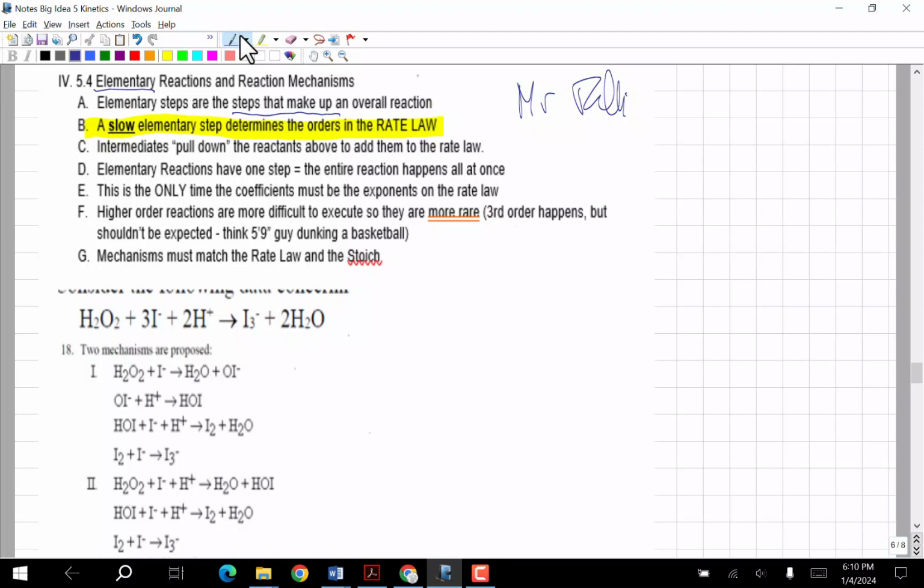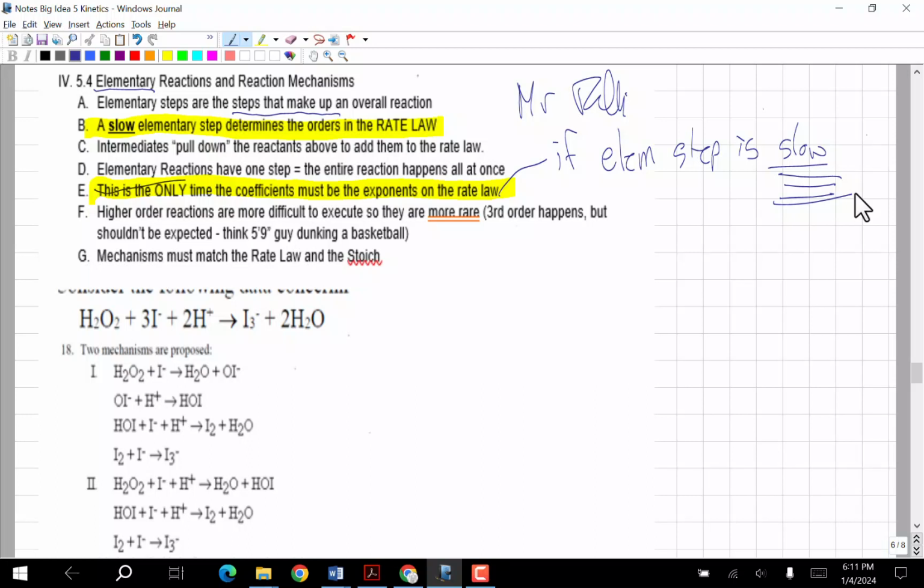Intermediates pull down the reactants above and add them to the rate law. Elementary reactions have one step, and that means the entire reaction happens all at once. There's elementary steps and elementary reactions. This is the only time the coefficients must be the exponents of the rate law: if the elementary step is slow. So you need it to be slow in order for the coefficients to be the exponents.